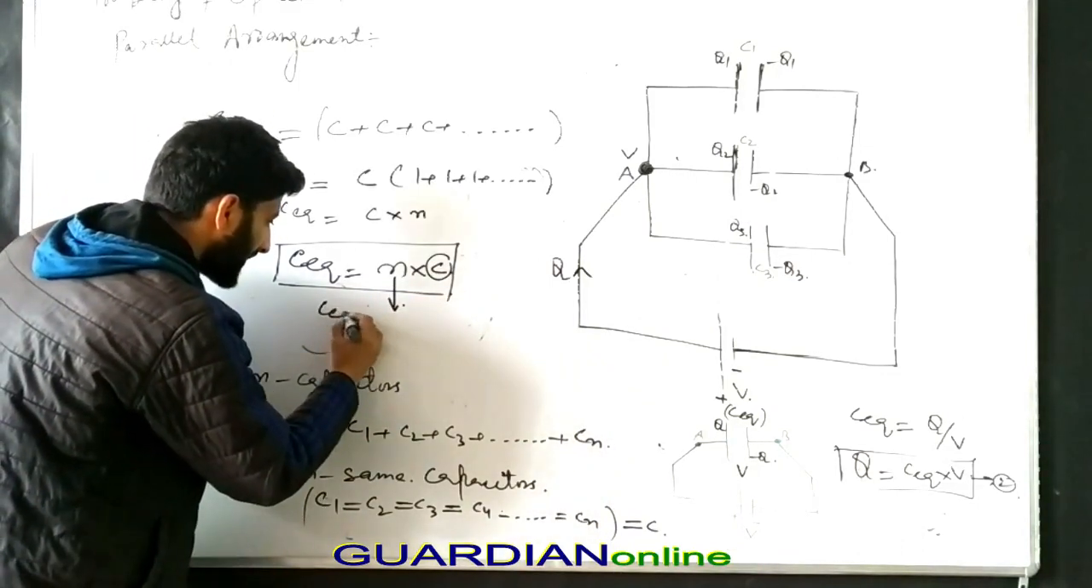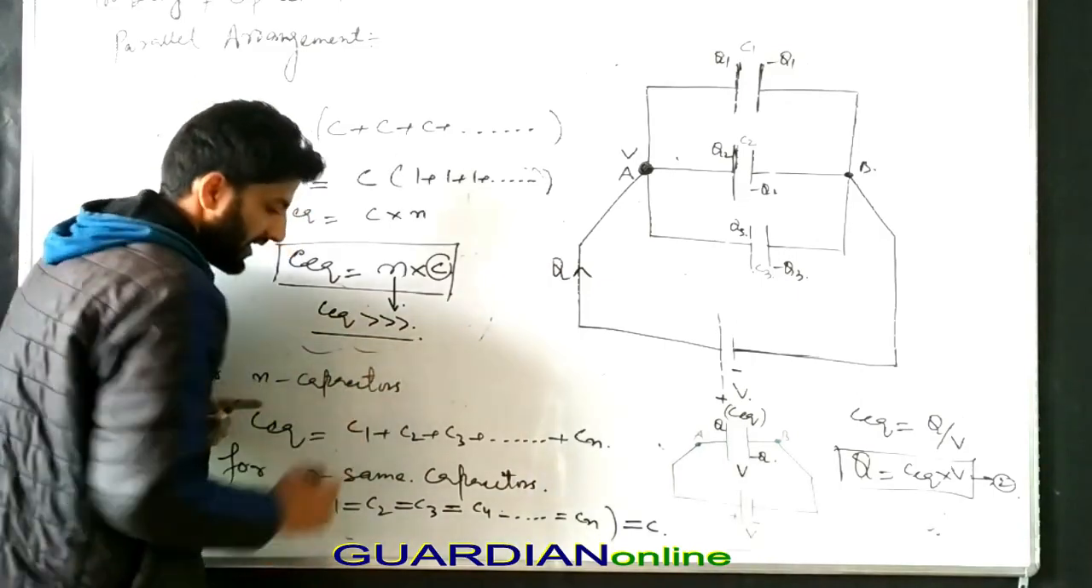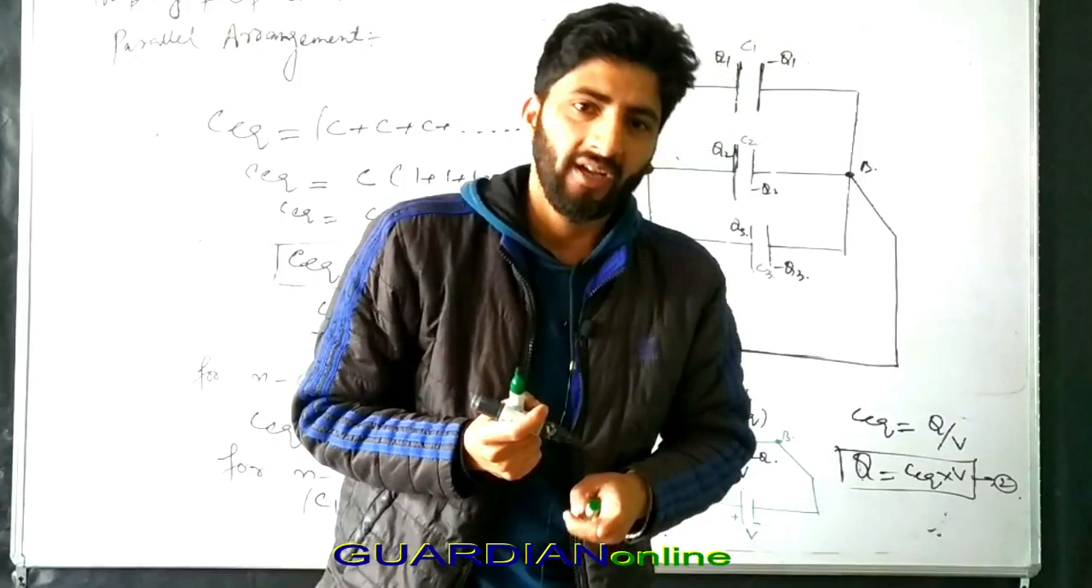The equivalent capacitance is greater than each individual capacitance, so in a parallel combination the capacitance is greater than the greatest of the capacitors.